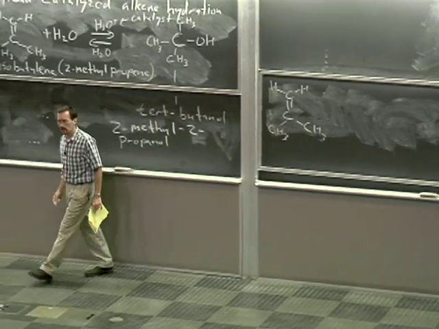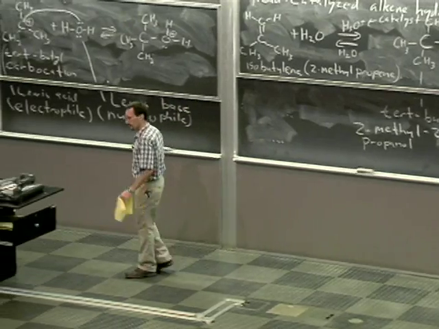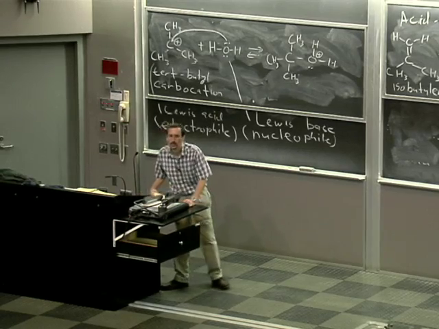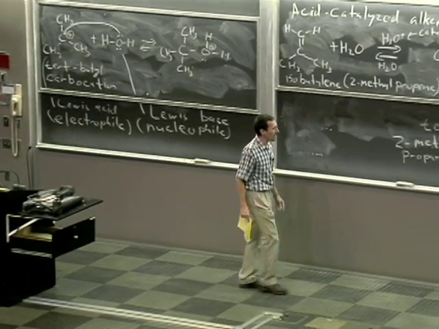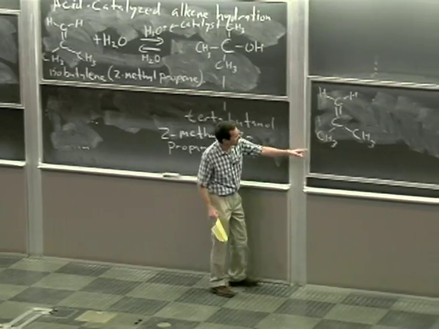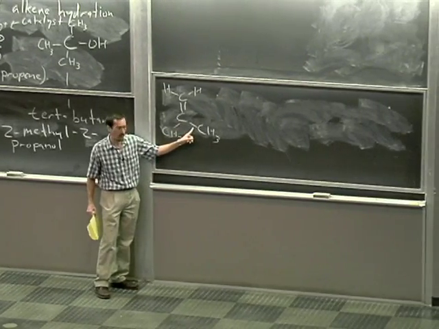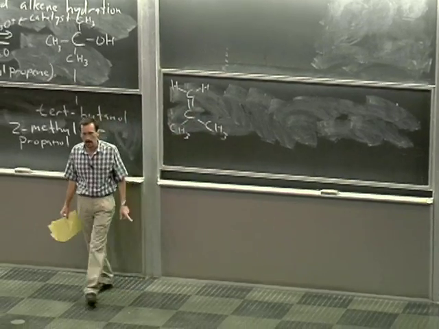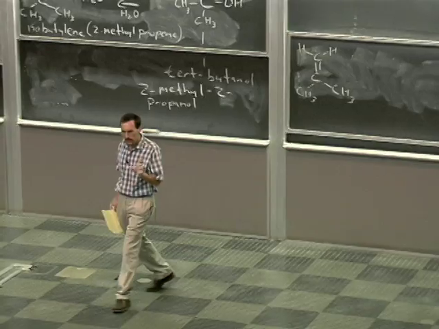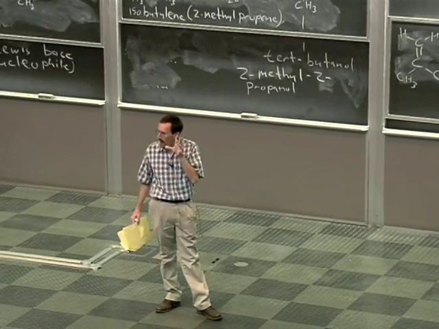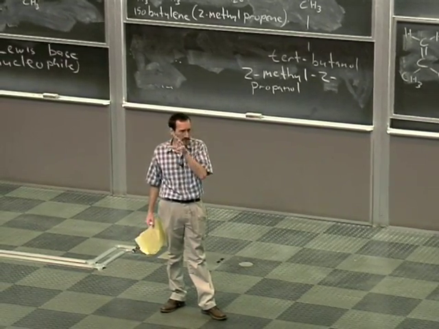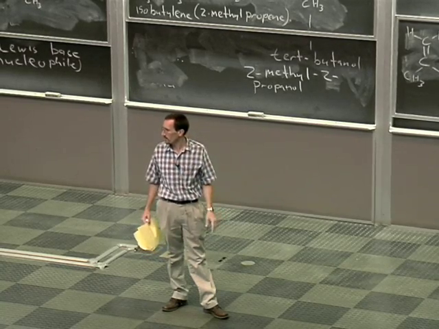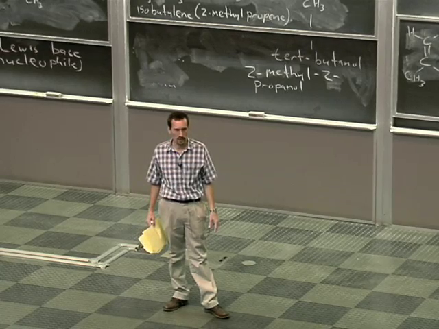Here's our isobutylene. Isobutylene has some electrons. It has electrons in the sigma bonds, of course, but most importantly, it has electrons in the pi bond. And for that reason, it can easily act as a nucleophile. It can act as a Lewis base. It can act to react with something that wants electrons.